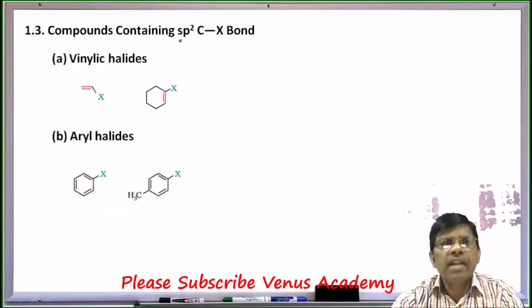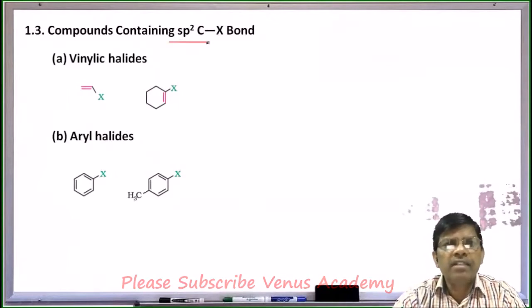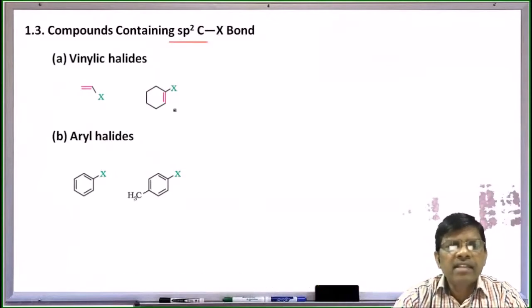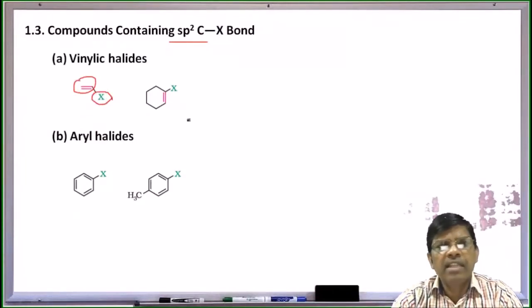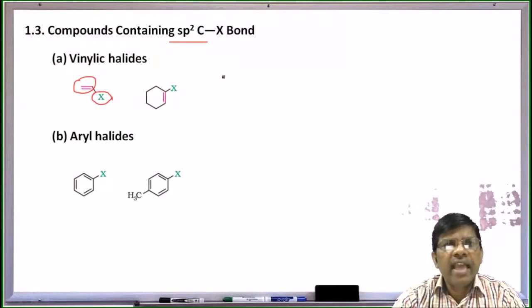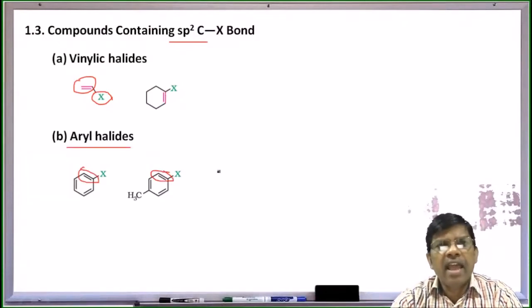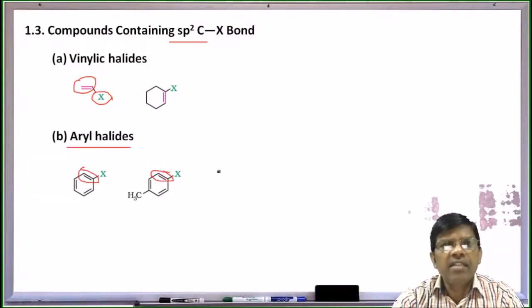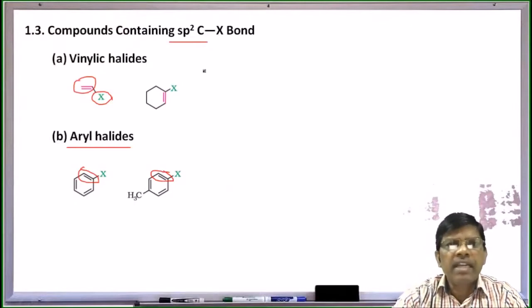And compounds containing sp2 hybridized carbon bearing halogen. So for example, vinyl halide, cyclohexene halide. If the halogen is attached to a double bond carbon, then it is known as vinylic halide. So this is also a vinylic type halide. And aryl halides and vinyl halides are nothing but sp2 carbon containing halides.